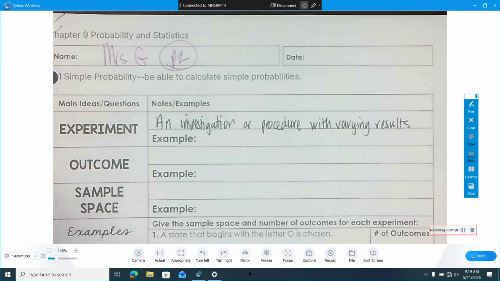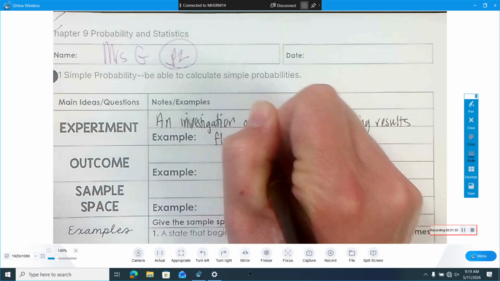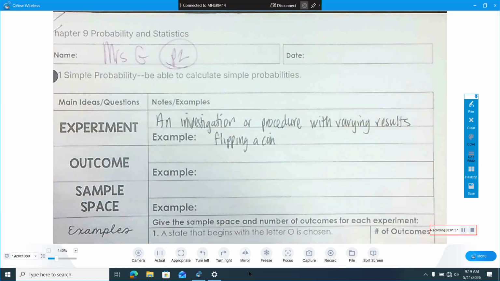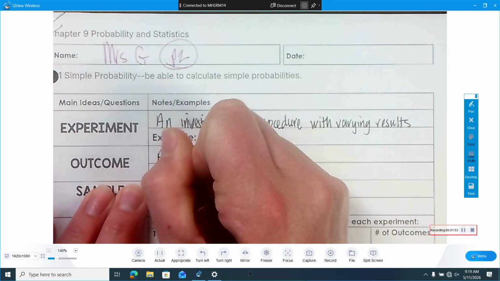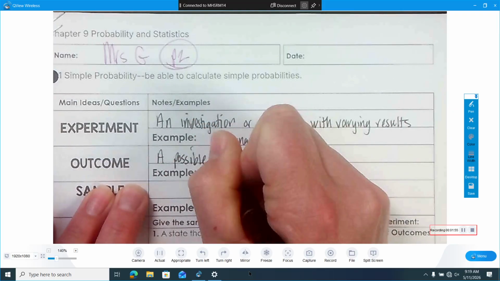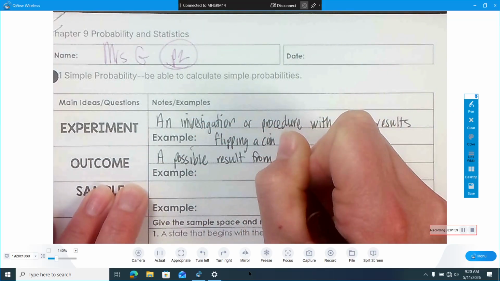One experiment that often comes up in probability is flipping a coin. When you flip a coin, do you get the same head every single time? No, of course not. That would be really, really strange. So flipping a coin is an example of an experiment. And an outcome is a possible result from the experiment.